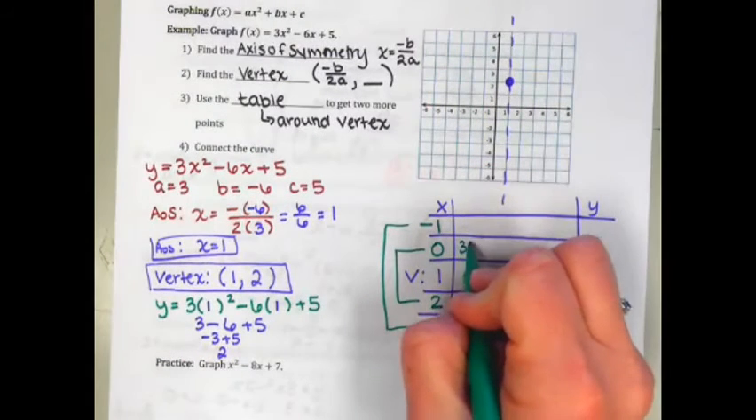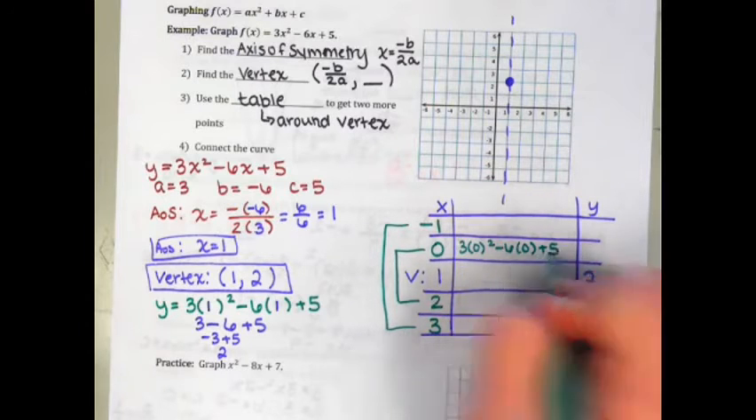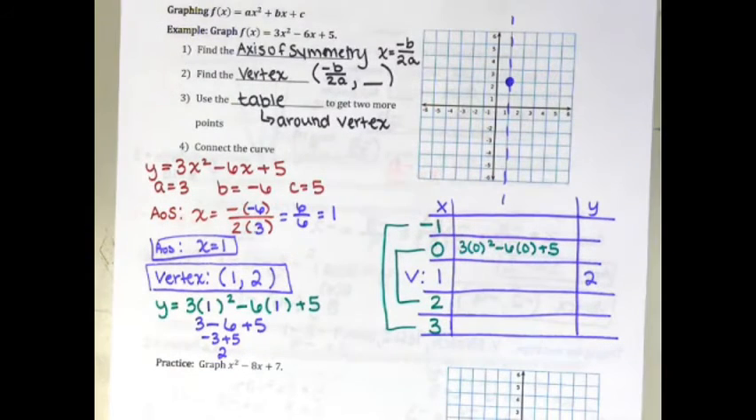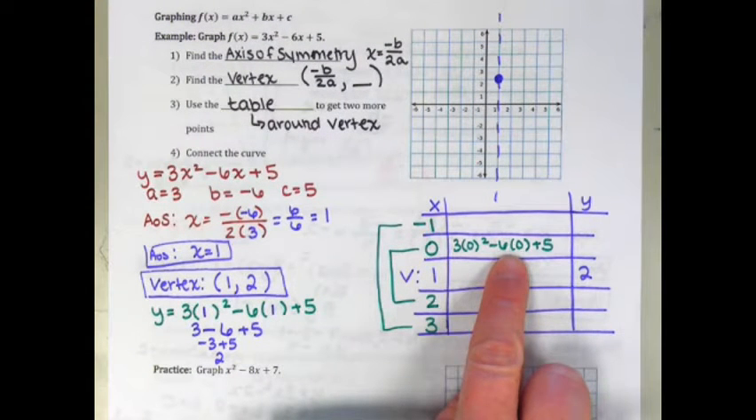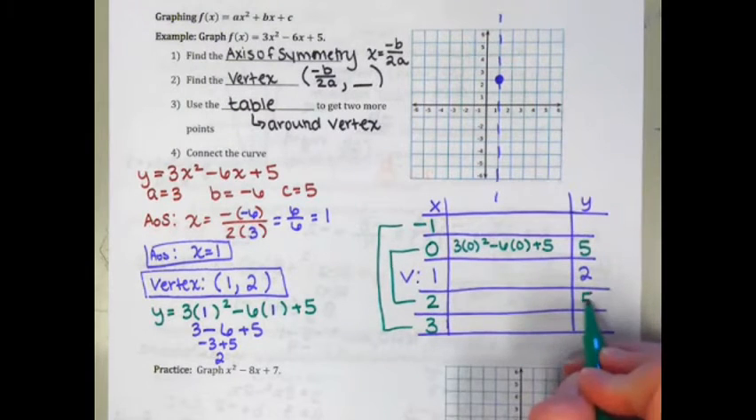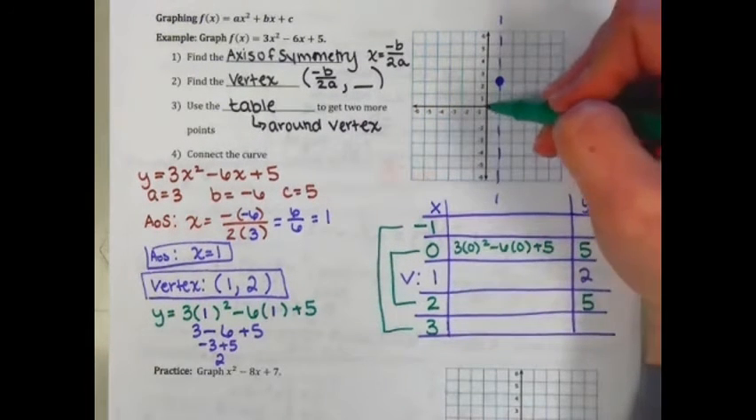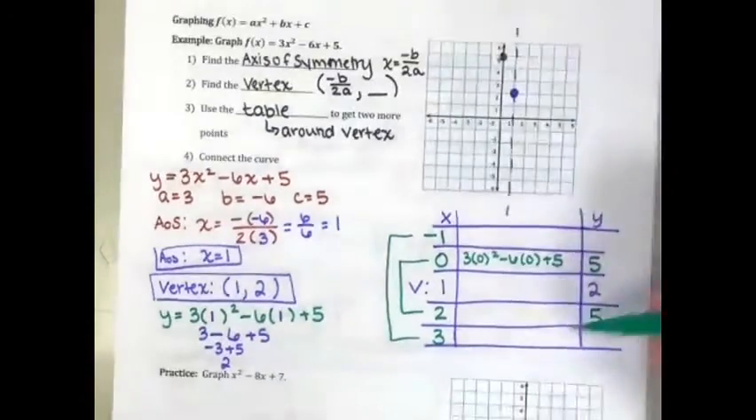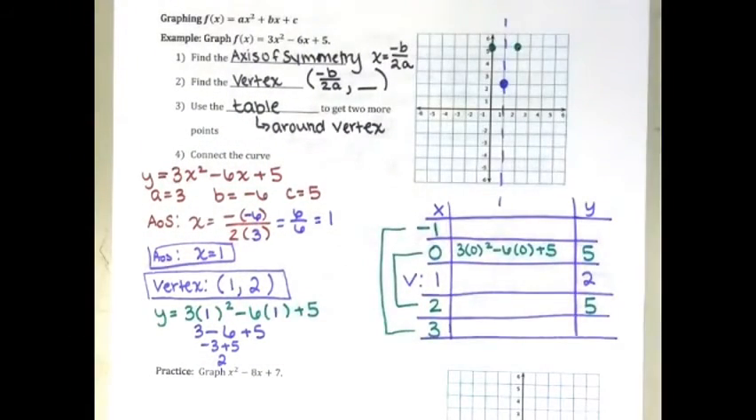So 3 times 0 squared minus 6 times 0 plus 5. This one should be easy for you guys, right? What's 0 times anything? 0. And 0 plus 5? So both values are going to be 5. If you have 0 on your graph or table, always use 0 every time. Okay, so could I graph 0, 5 and 2, 5? And do you guys see how it got more narrow?